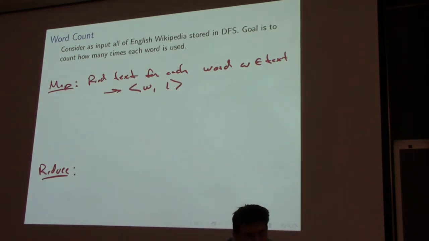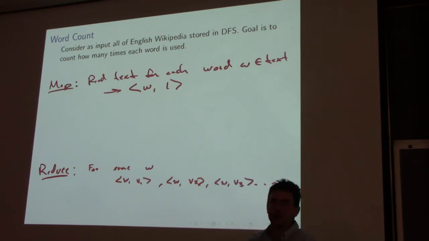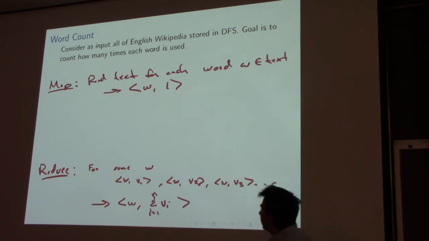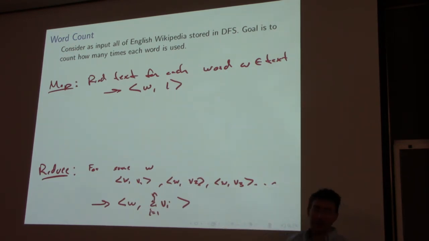Then the reduce step takes as input, for some W, a list (W, V1), (W, V2), (W, V3), and so on. The output of the reduce step will be W and the summation of these Vi. I just add up all the values. This is the reduce step, and this is word count. Even though the data is huge and distributed, I can write a couple of short snippets of code, and it will take care of all the distributed back-end processing for me.